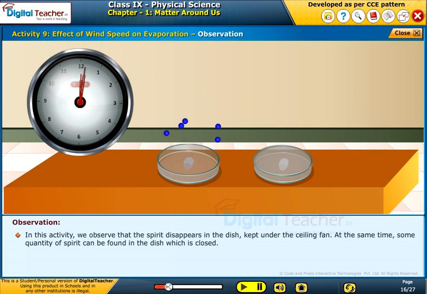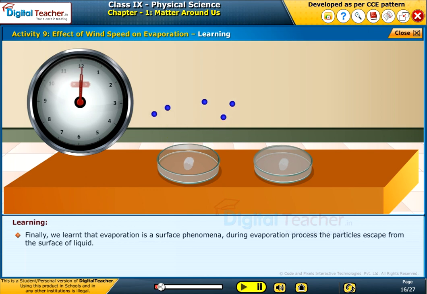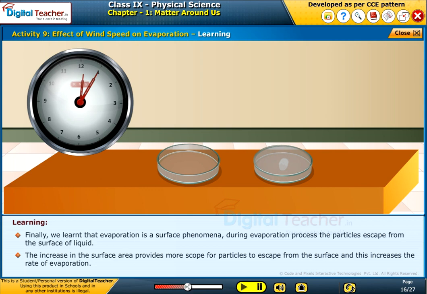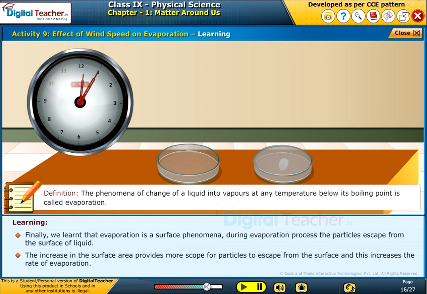In this activity, we observe that the spirit disappears in the dish kept under the ceiling fan. At the same time, some quantity of spirit can be found in the dish which is closed. Finally, we learned that evaporation is a surface phenomenon. During the evaporation process, the particles escape from the surface of the liquid. The increase in the surface area provides more scope for particles to escape from the surface, and this increases the rate of evaporation. The phenomenon of change of a liquid into vapors at any temperature below its boiling point is called evaporation.